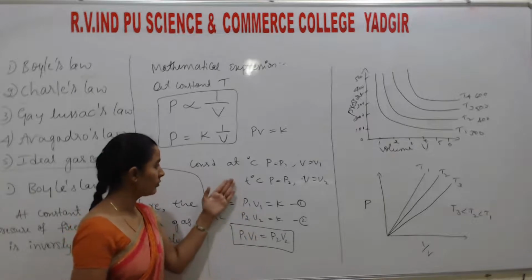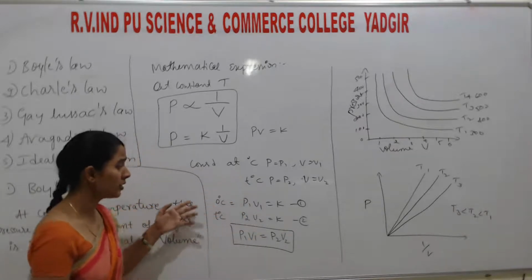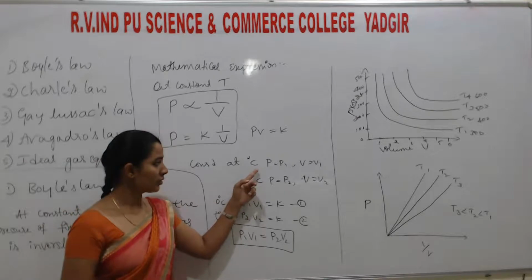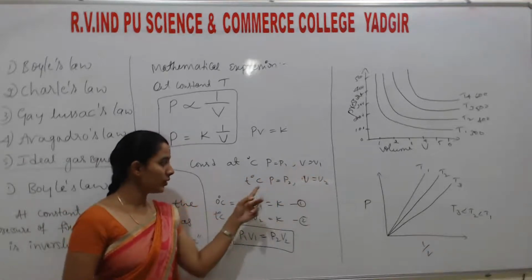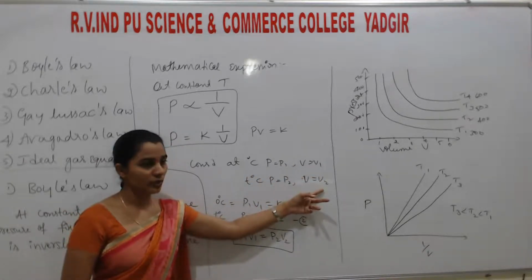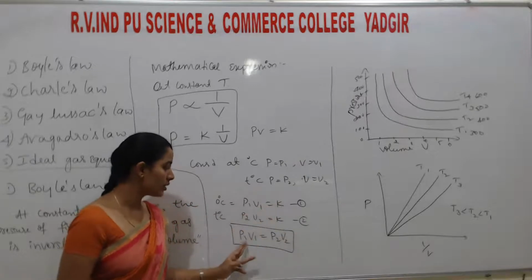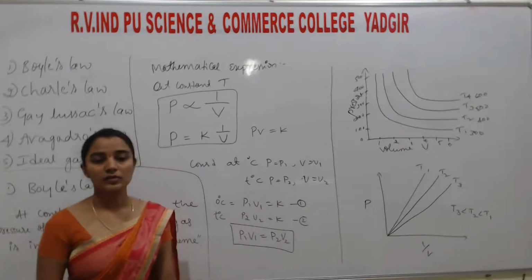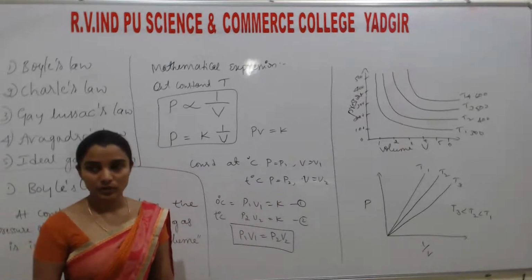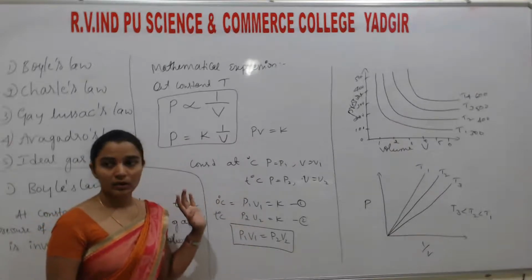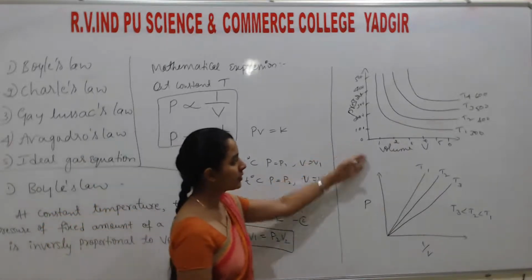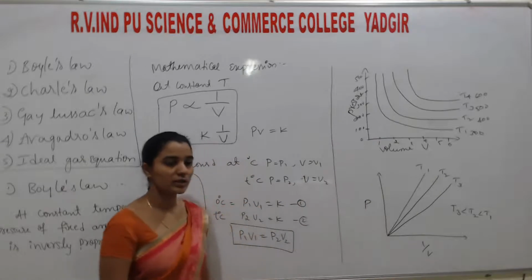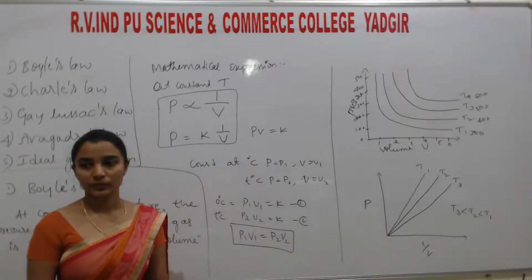If two or more, we have to consider the volume or pressure at two different temperatures. At 0 degrees Celsius, it is P1 V1. At T degrees Celsius, it is P2 V2. By comparing these two, students, we will get the expression P1 V1 is equal to P2 V2. From that, we can get the answers. So this is the graph which tells about the variation of pressure and volume.